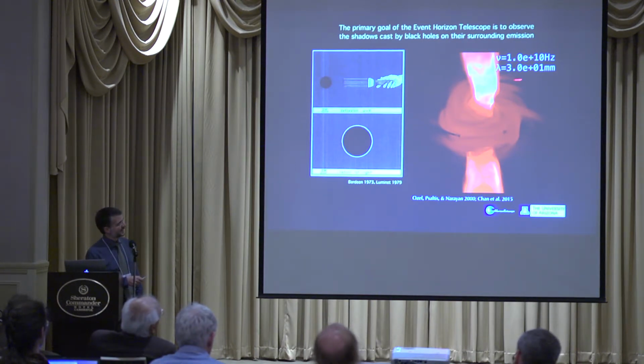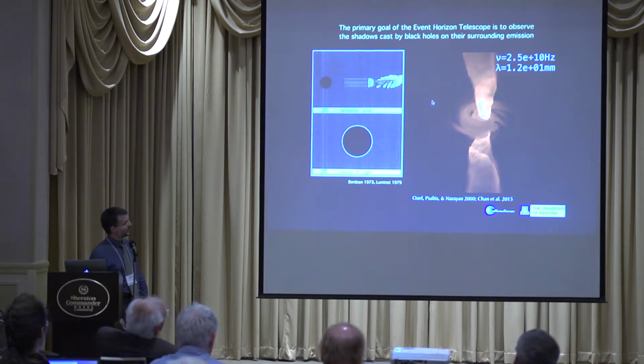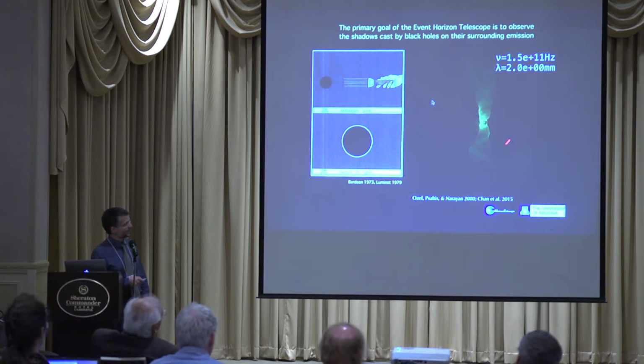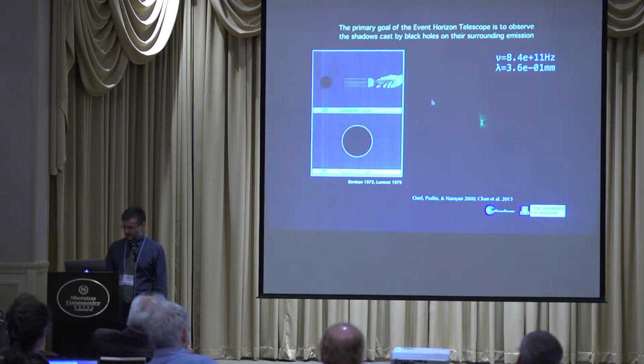This is what you would see if you were to take the observation at 3 centimeters because the accretion flow is optically thick. But as you take down the wavelength, increase the frequency, the accretion flow becomes optically thin. And if you put it just right at a millimeter where the Event Horizon Telescope works, you actually see the shadow being back illuminated and appearing in the image.